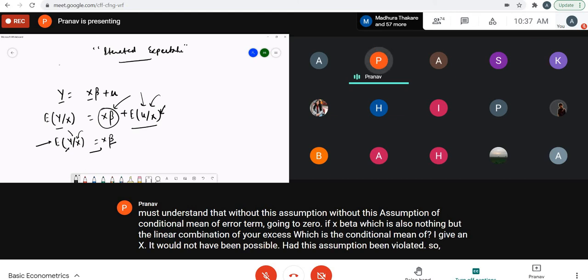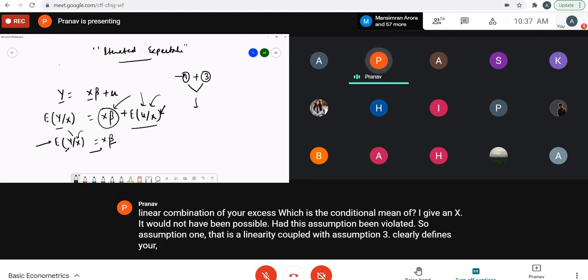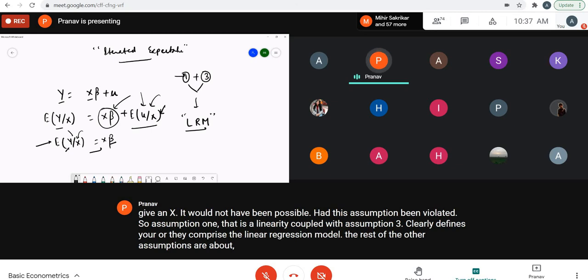So, assumption 1, that is your linearity, coupled with assumption 3, clearly defines, or they comprise, the linear regression model. The rest of the other assumptions are about how you specify the characteristics of the error terms in the model.